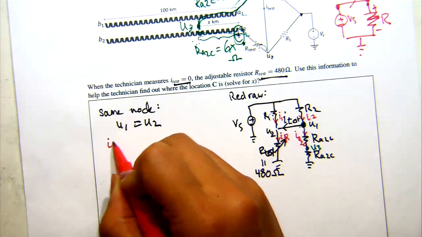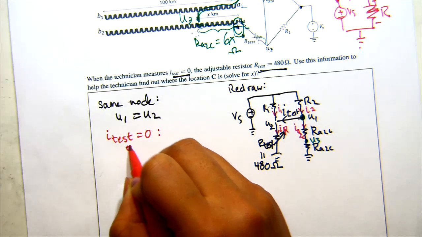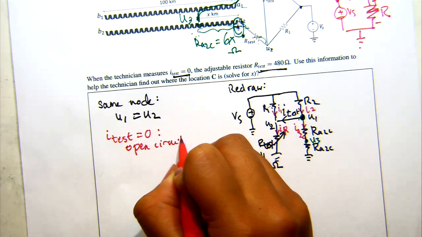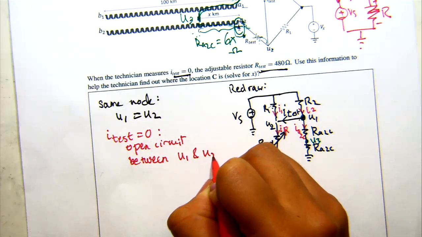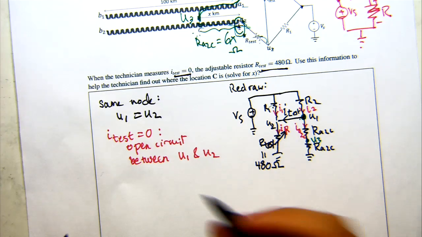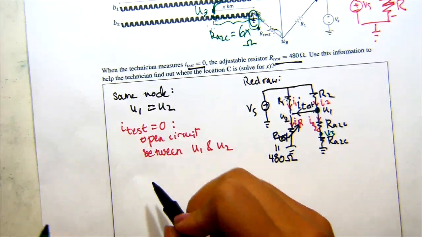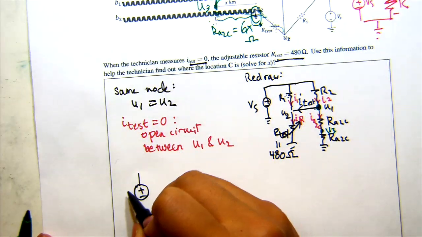Because I test equals 0, open circuit. Okay. So in this case, we can treat it like an open circuit, but U1 and U2 still have the same voltage. Okay? All right. So next, let's think about what happens if we do that. So let me go ahead and try to redraw my new circuit, treating this as an open circuit, sorry.